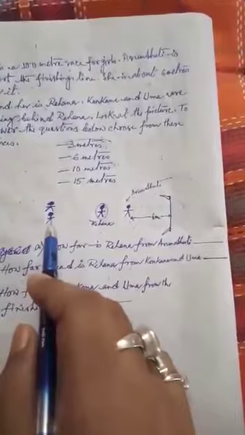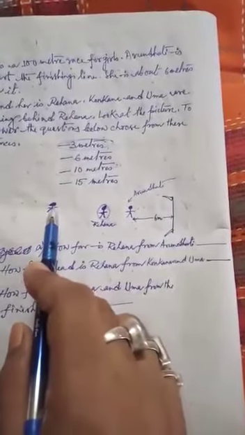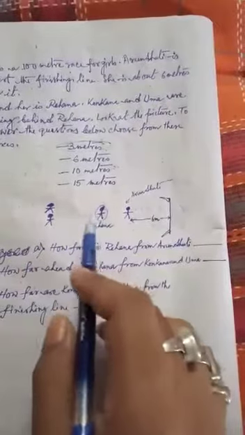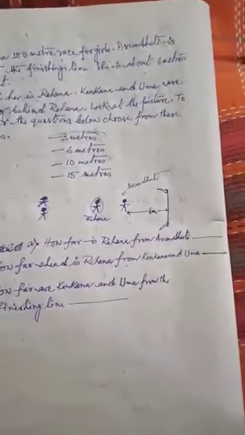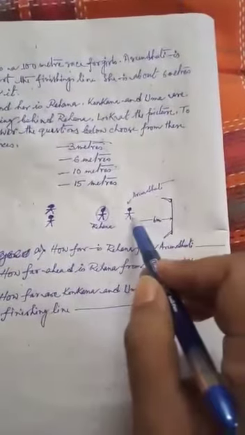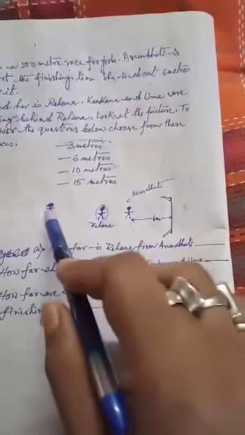Kankana and Uma are running behind. This one is Kankana and this one is Uma, and they are running behind Rihanna. Okay, look at the picture. This one is Arundhati, this one is Rihanna, and this one is Kankana and Uma.